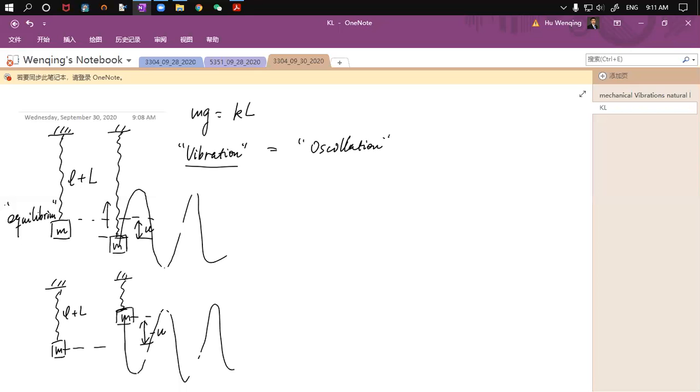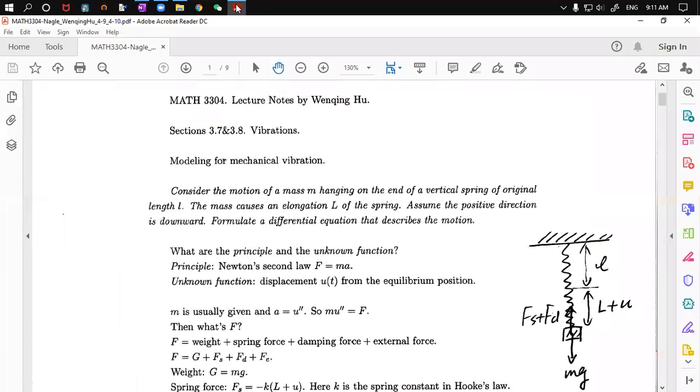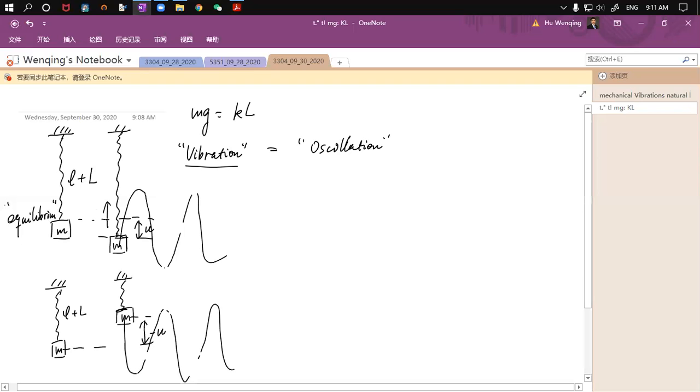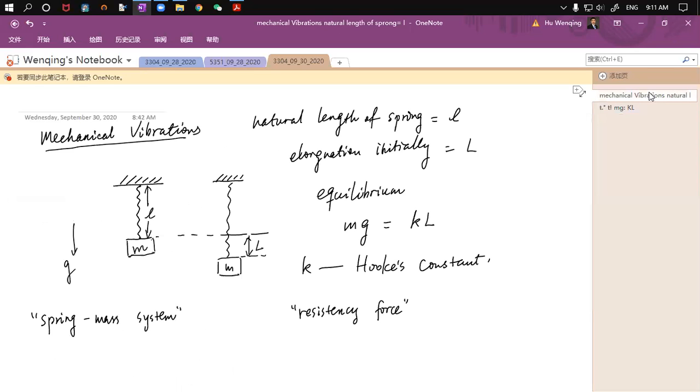So how are we going to do that? If you want to do that, you first have to understand how to describe the position of the mass. Is that good for everybody? How do we describe the position of the mass? Some people will say the position of the mass is vertical, so I can describe it by the length of the spring. But that's not a very good idea.